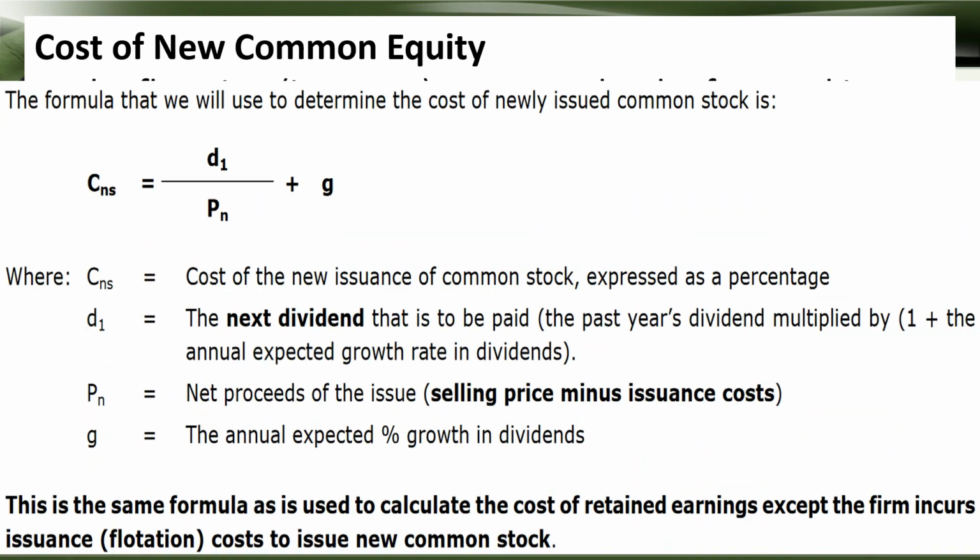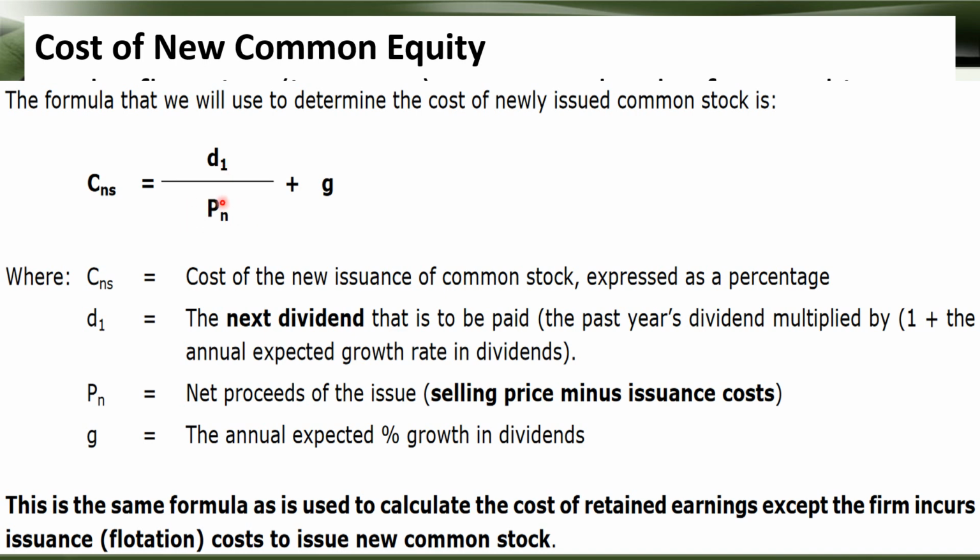So the formula that we will use to determine the cost of newly issued common stock is: the cost of new issues equals the next dividend divided by the selling price minus the issuance cost. So whatever we have, the net proceeds of the issue, whatever the flotation cost, you have to work out the money we will get per share, whatever the amount minus the flotation cost. So that is the net proceeds.